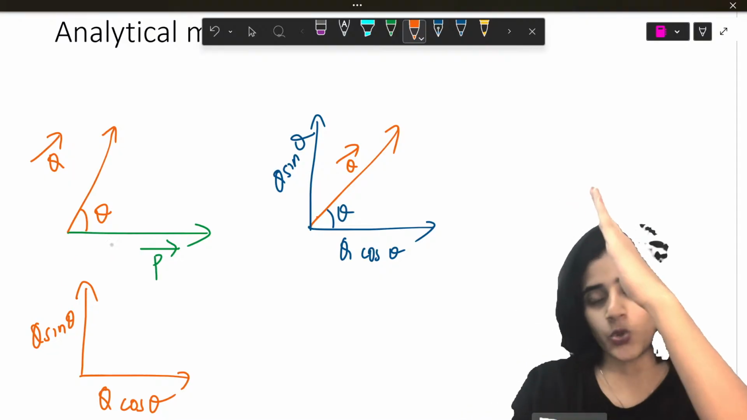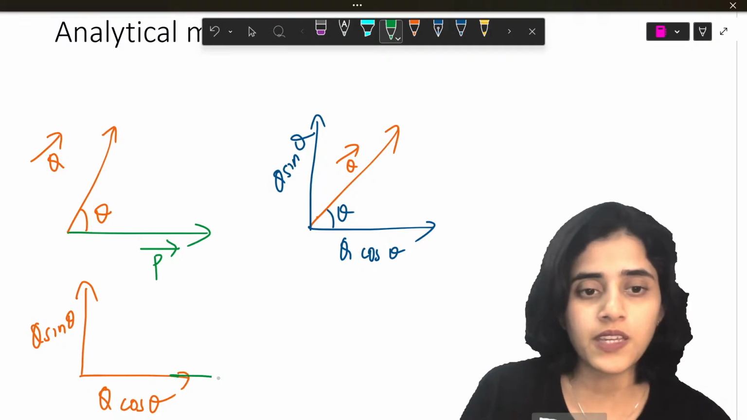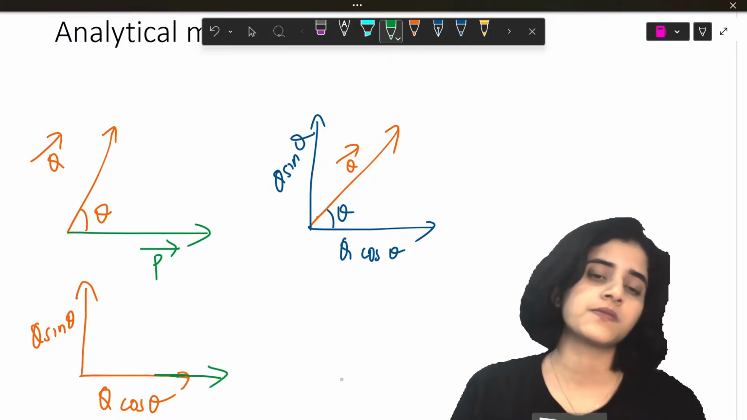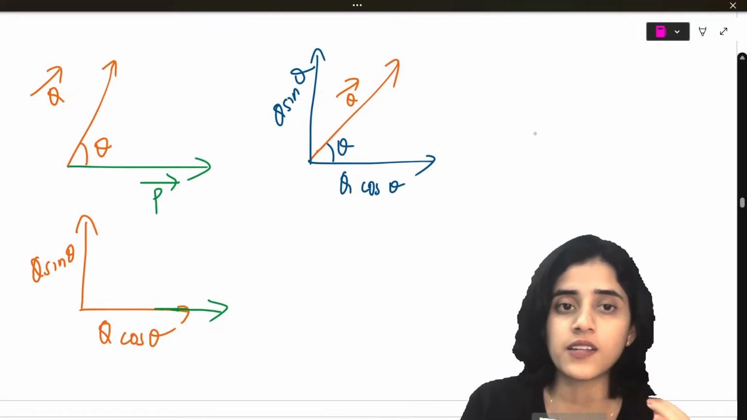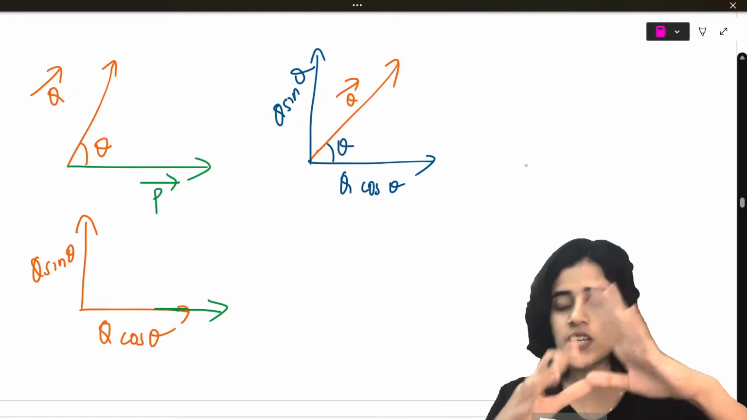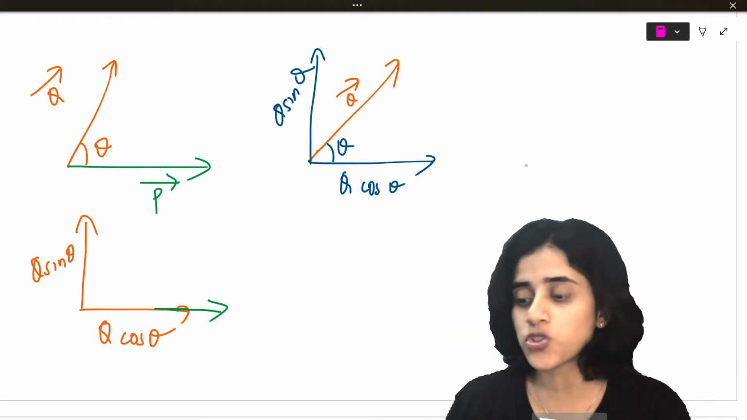So now I have Q. But I have P also. Where will I put the P? I will put the P here. Did you understand this? This is the analytical method. So what did I do? First you have the green line plus the orange line. P plus Q is what you should do.